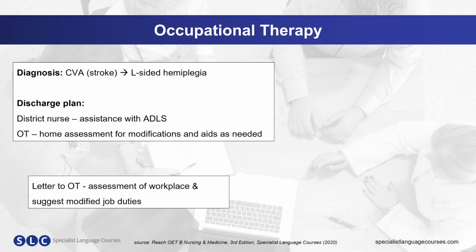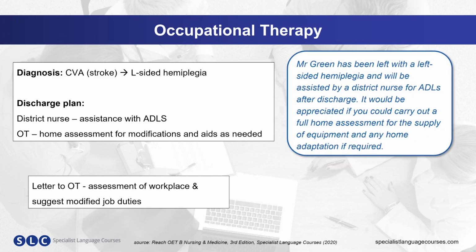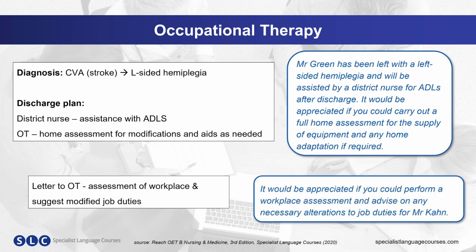Look at these extracts from case notes. How could you express them in an OET letter? So for the first one, you could say, Mr. Green has been left with a left-sided hemiplegia and will be assisted by a district nurse for ADLs after discharge. It would be appreciated if you could carry out a full home assessment for the supply of equipment and any home adaptation if required. And for the second extract, it would be appreciated if you could perform a workplace assessment and advise on any necessary alterations to job duties for Mr. Khan.